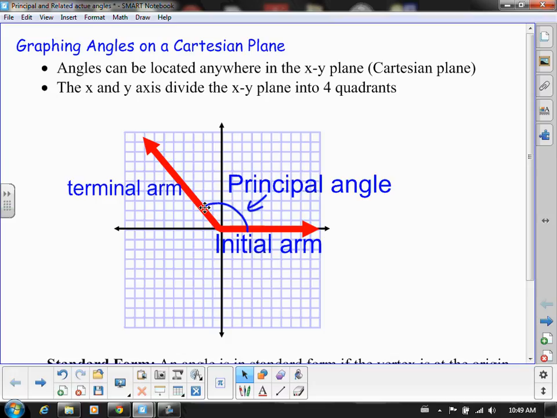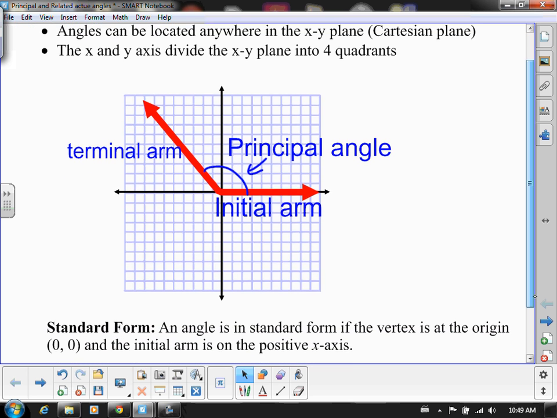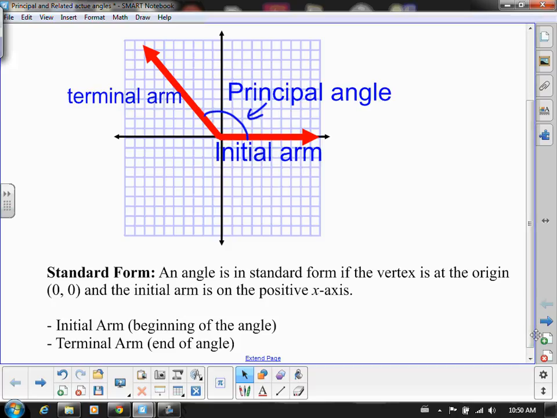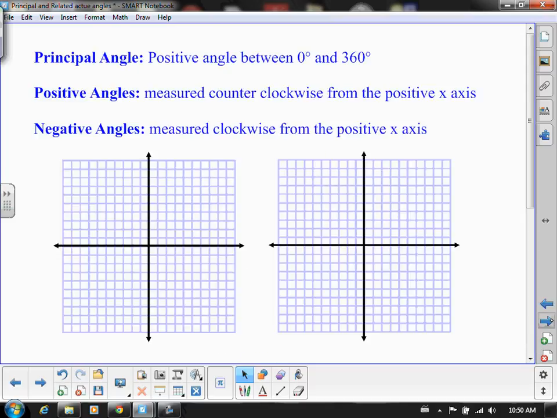It could also be on the x-axis depending on the angle that we're talking about, but in general you always have your initial and then your terminal. When we're dealing with these angles, we're going to be going in a counterclockwise direction. If we're talking about an angle in standard form, the vertex is at the origin. So right here, your initial arm is on the positive x-axis, and then your terminal arm is somewhere else in the quadrants. Now, your principal angle always has to be between 0 and 360 degrees.